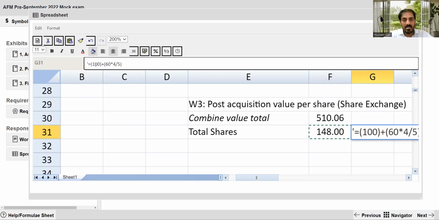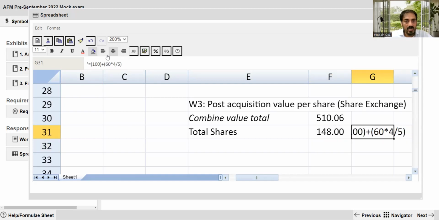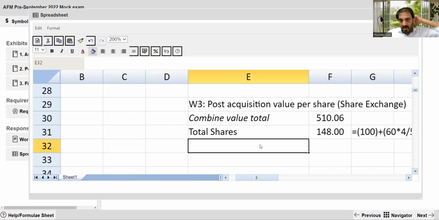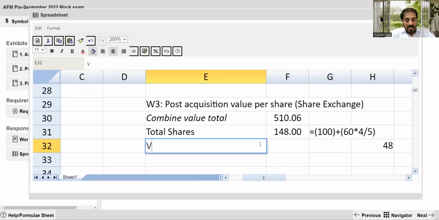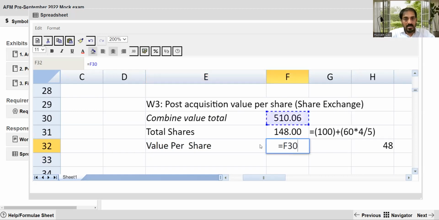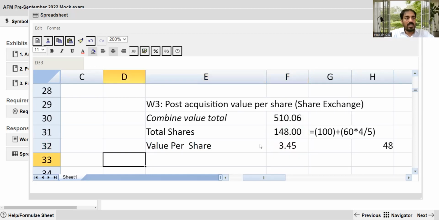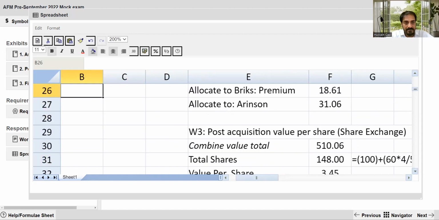It's very simple. 100 shares now, plus we will offer 60 multiplied by 4 divided by 5. That is, Aronson will offer 48 million more shares. So the total number of shares, and the expected value per share is $3.45.